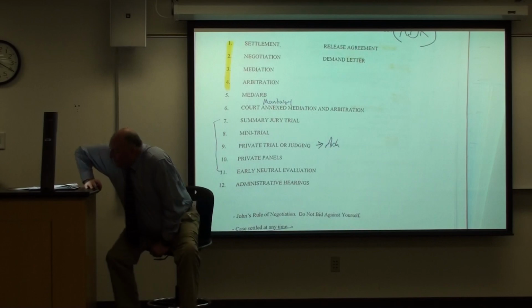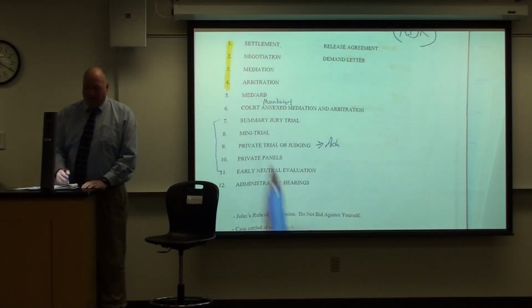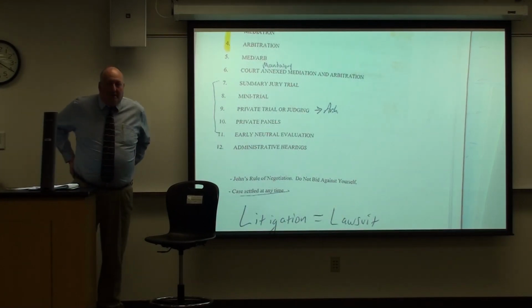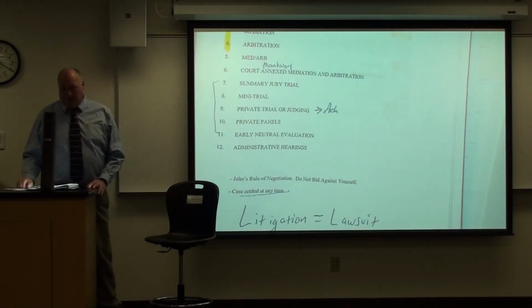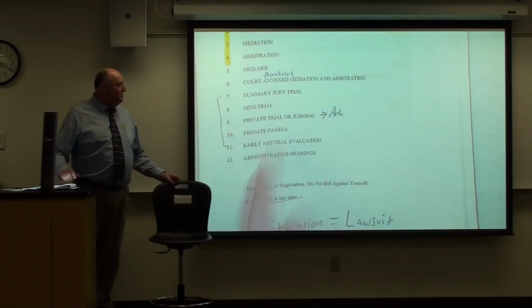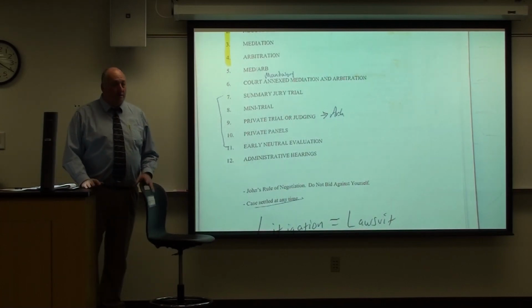All right, now the rest of these, I don't really care that you know so much. These are all pretty much variations of arbitration or mediation. So for example, you might have what we call a mini trial or a summary jury trial or a private trial, where you might even have a private jury.